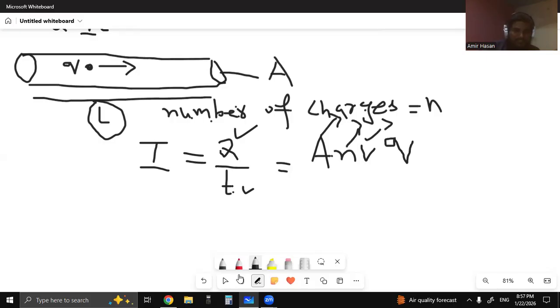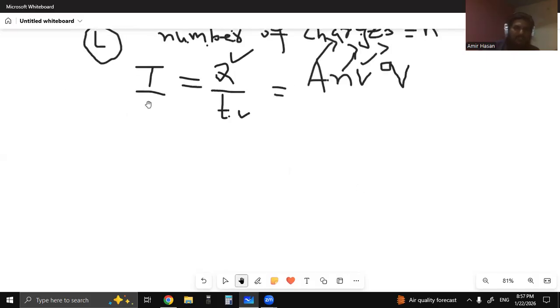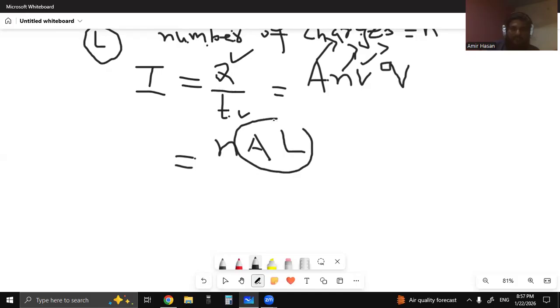Now, how we determine this? In the exam, this type of question is coming: change this I into nAvQ. Now, how do we form this one? If we are saying the total charges present in the conductor length, it is the product of n, the number of charges, into the area of the conductor, into the length, meaning the charges present in the total volume of the conductor.